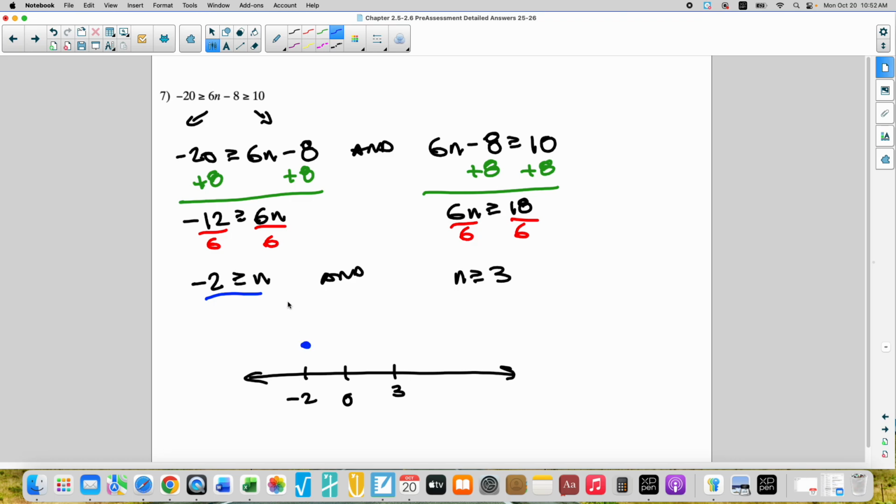Oh, closed circle. N is less than. I probably should have. Sorry, I'm going to stay consistent. I'm going to write my variable first. N is less than or equal to negative 2. It's eating the negative 2, so when I rewrite it, I know it's going less than. Let's do this one. Closed circle, going to the right because it's greater than, and it's an and.